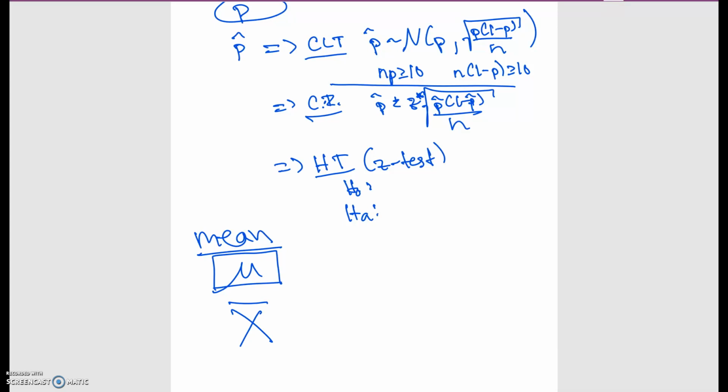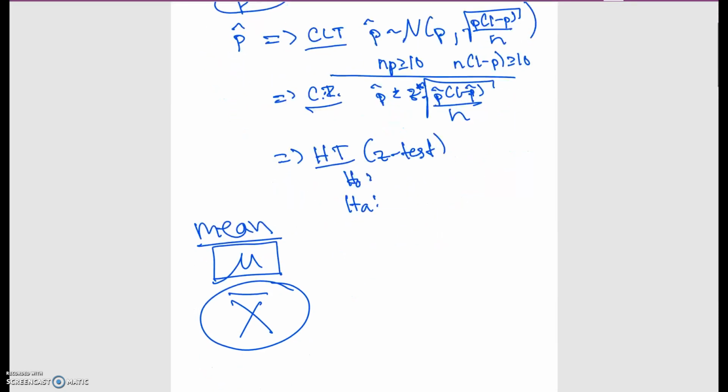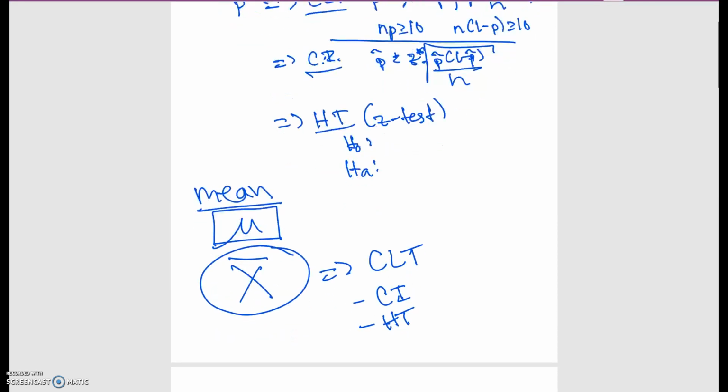So instead, we're going to get a sample, and our sample mean is going to be X bar, similar to what we did with P and P hat. With X bar, we're going to try to figure out a central limit theorem, confidence intervals, and hypothesis testing. So we're going to do exactly the same 3 things. First, we're going to start with the central limit theorem. So let's start off with a very basic simulation of X bar.